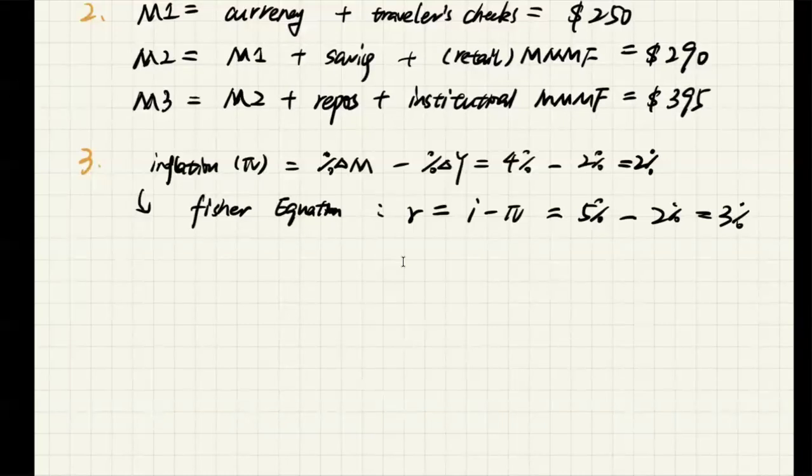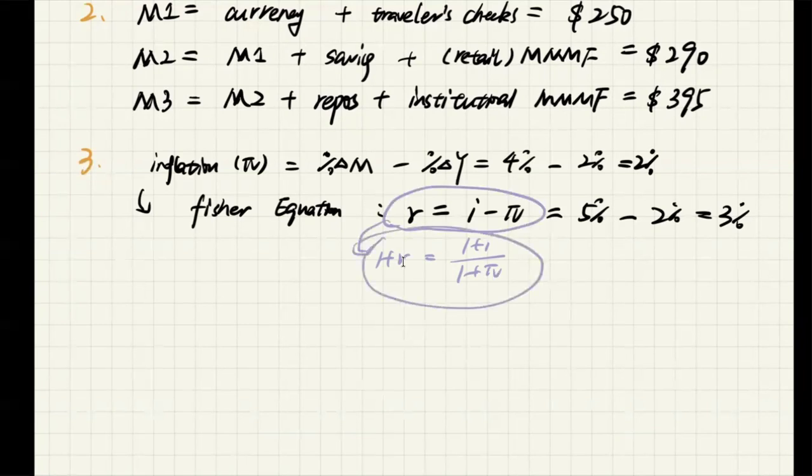So sometimes you will have some equations like 1 plus r equals 1 plus i divided by 1 plus pi. So if you are using this equation, it's all good, but this one is the simplified version of this one because you can think that the r, i, and pi are pretty small, so you can use it in this way.